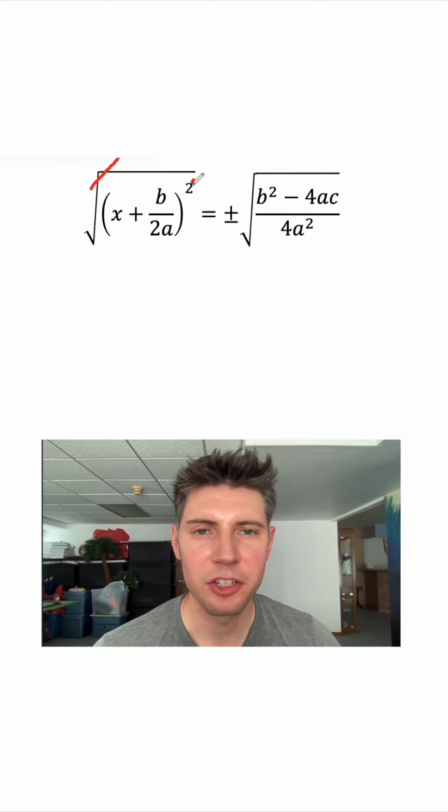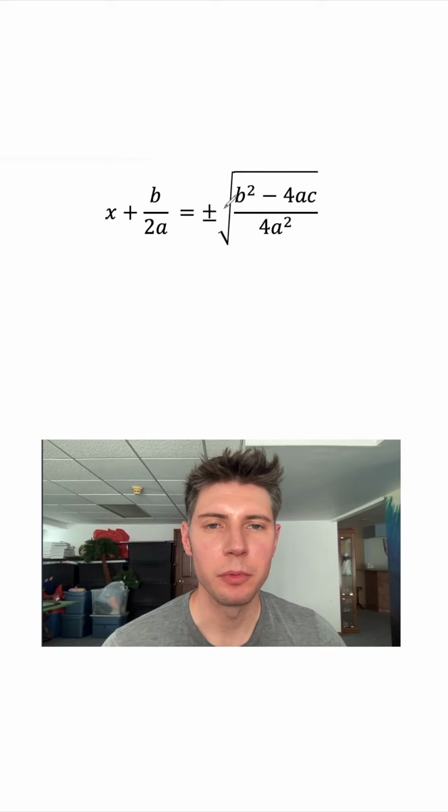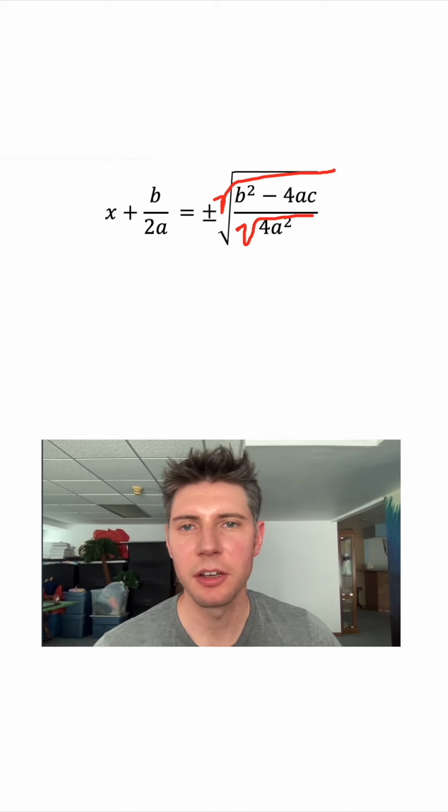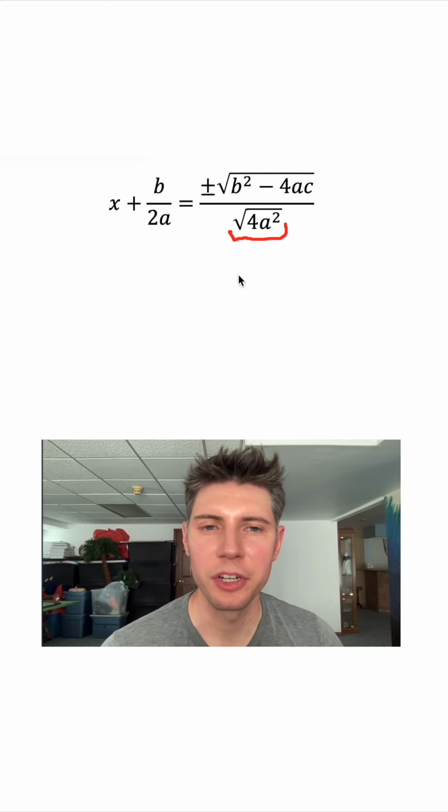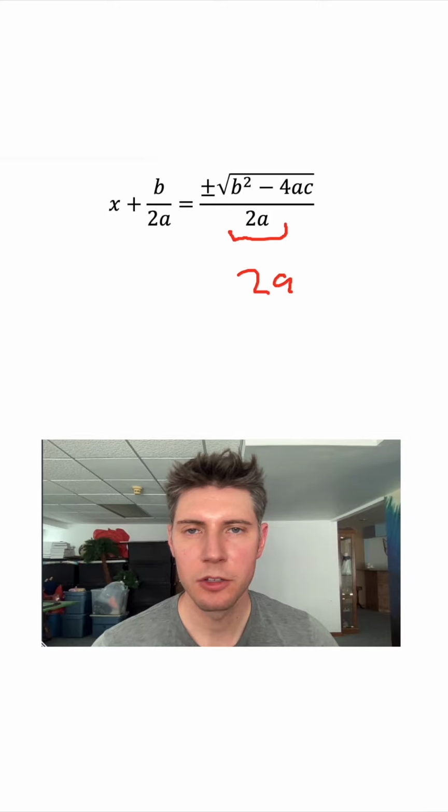Next, the square root and the square cancel each other out, and on the right-hand side, we can square root the top and the bottom separately. The square root of 4a squared, we would square root each of them, so the square root of 4 is 2, square root of a squared is a, so that becomes 2a.